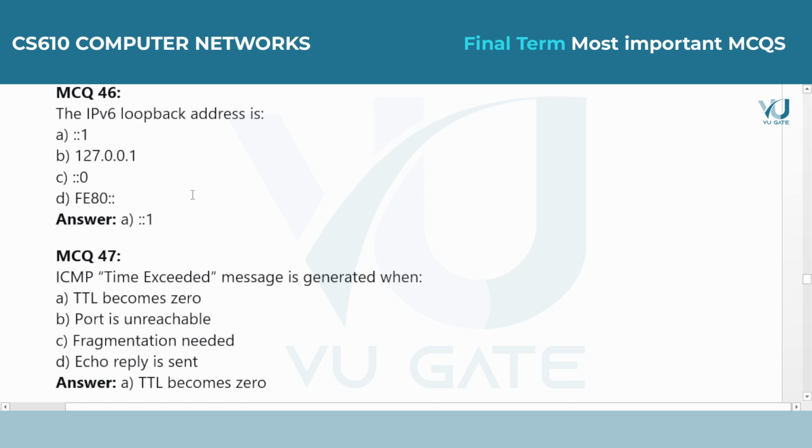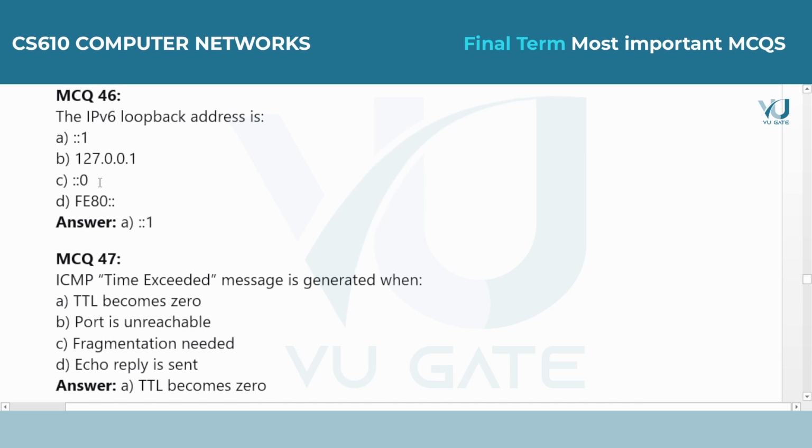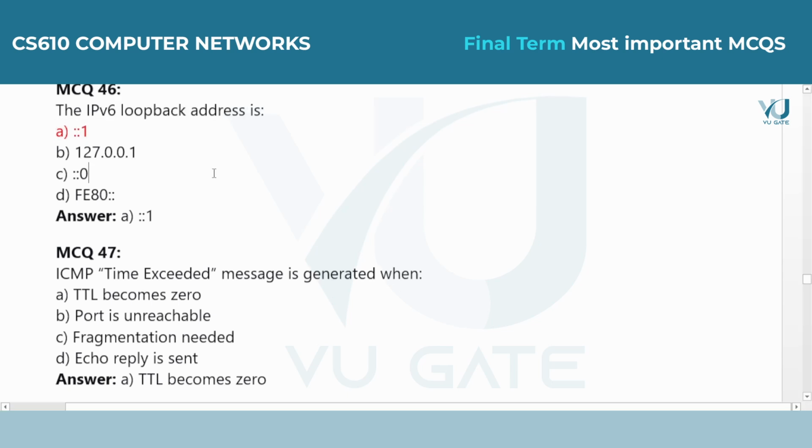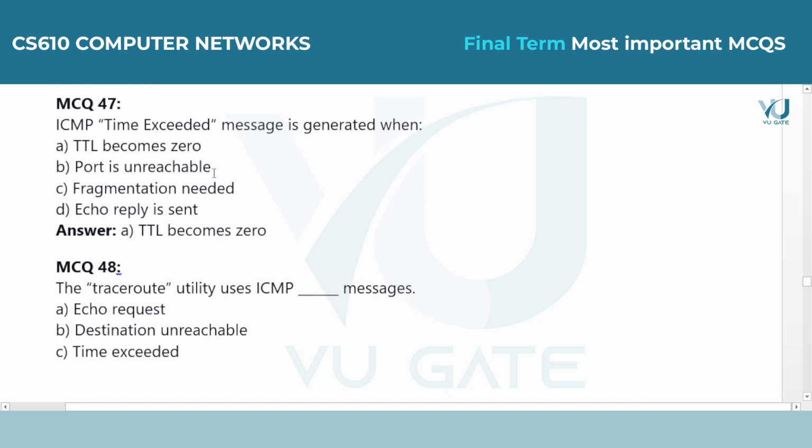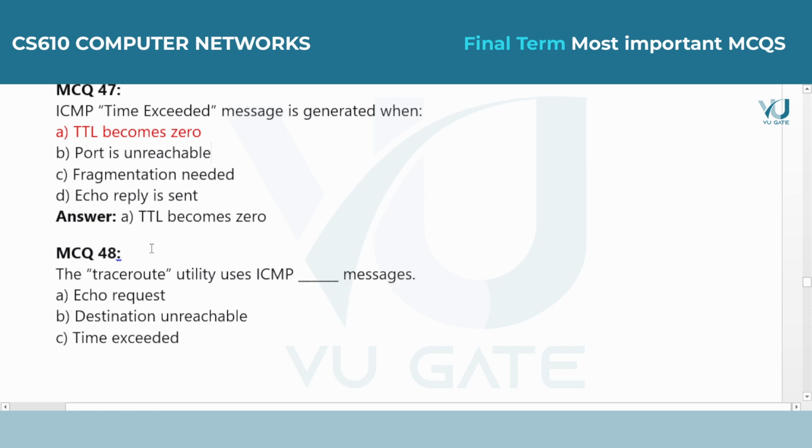MCQ 46. The IPv6 loopback address is. Answer: A. ::1 concept. Similar to 127.0.0.1 in IPv4, the address ::1 is used by a host to send a message to itself for testing purposes. MCQ 47. ICMP time exceeded message is generated when. Answer: A. TTL becomes 0 concept. If a packet's Time To Live reaches 0, the router drops it and sends this ICMP message back to the sender to prevent infinite loops.